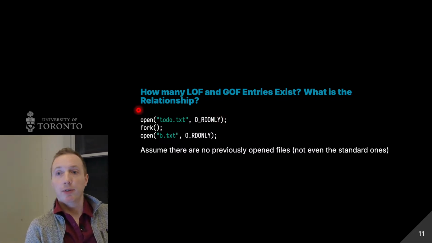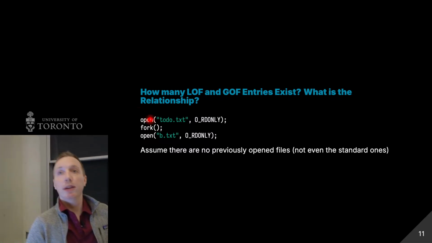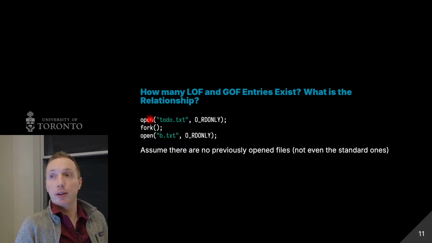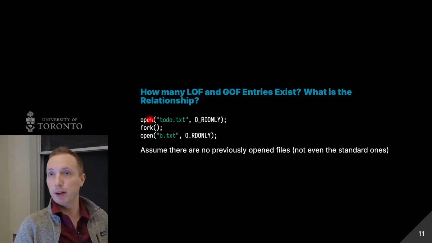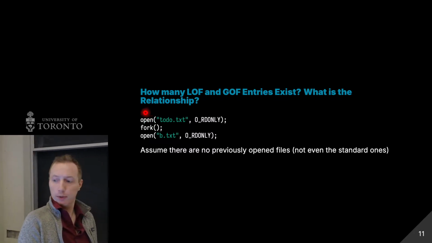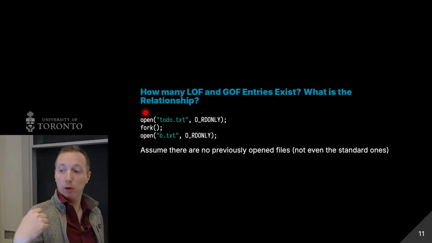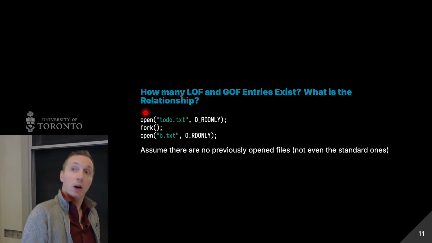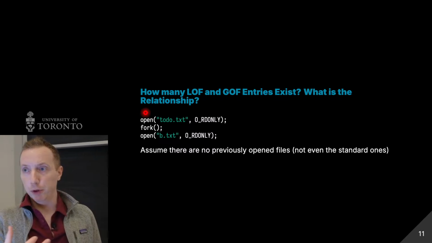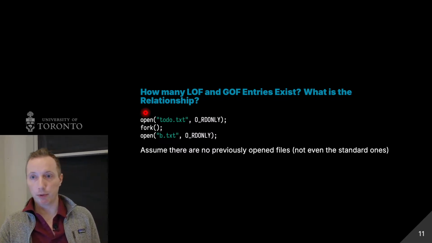So let's say process 100 runs, it does open. That will create an entry in the global open file table, right? And also an entry in its local open file table. So it would have file descriptor 0 that points to some global entry. Sorry, what's the local open file table? The local open file table is just all of your pointers to the global entries. So the file descriptors? Yeah, the file descriptors for the process.